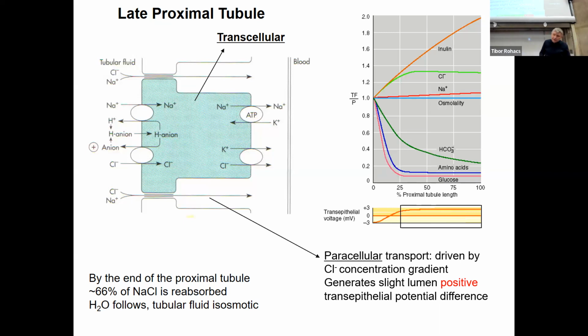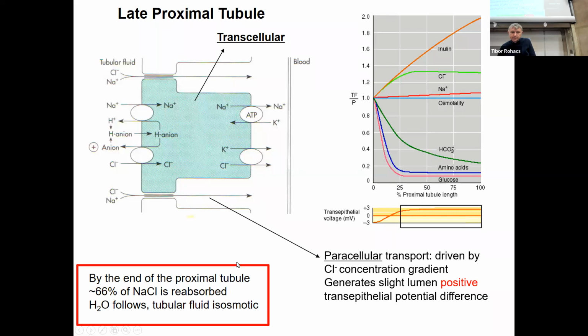So this is a lot of different mechanisms. And the bottom line is that by the end of the proximal tubule, you will have more or less 2/3 of the sodium and chloride reabsorbed, and water will follow. And so the tubular lumen, tubular fluid, stays isosmotic. That was the proximal tubule.